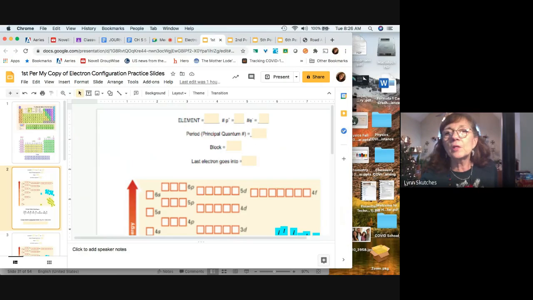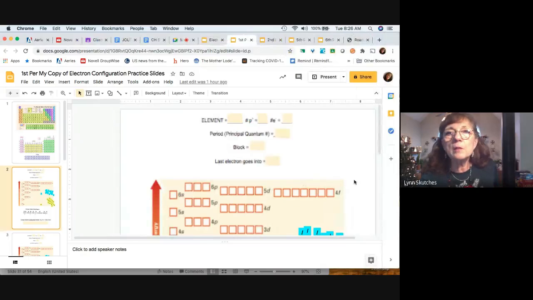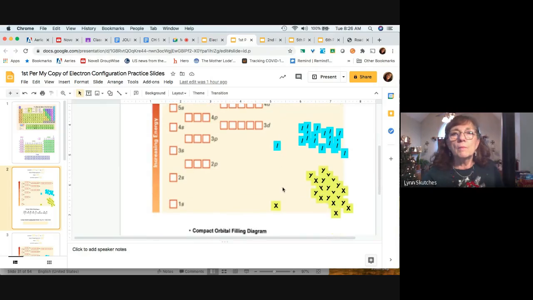I am definitely not as creative as Nikki Wilkinson, but I tried this morning to make something for you to actually do. So this is a space to type the element. This is a space for the number of protons, which of course is equal to the number of electrons. Then we start with what we went over before. So these little yellow boxes can be moved around.